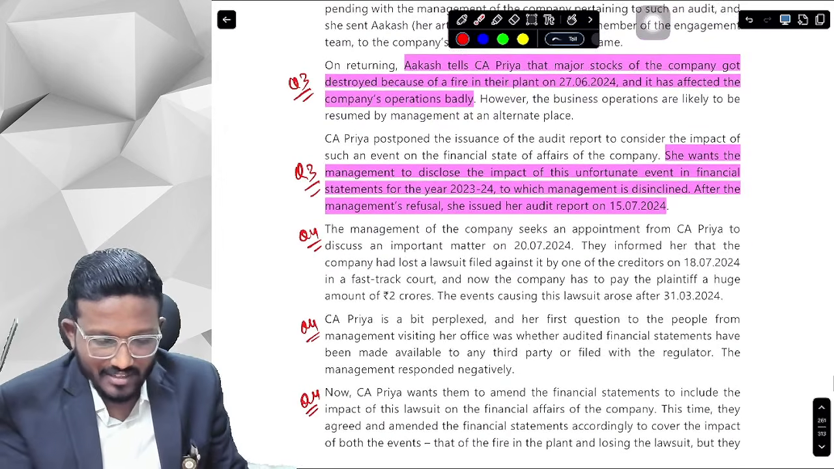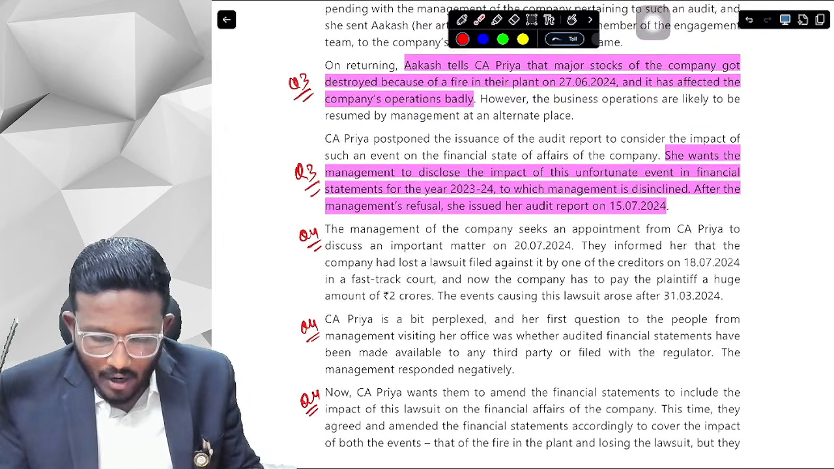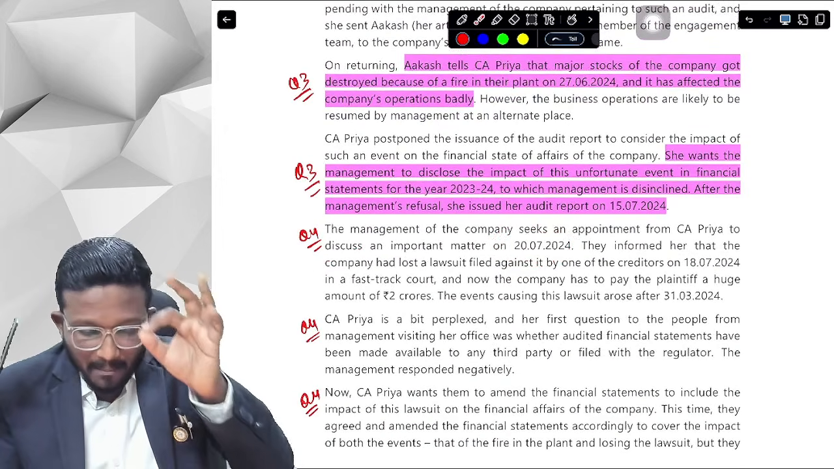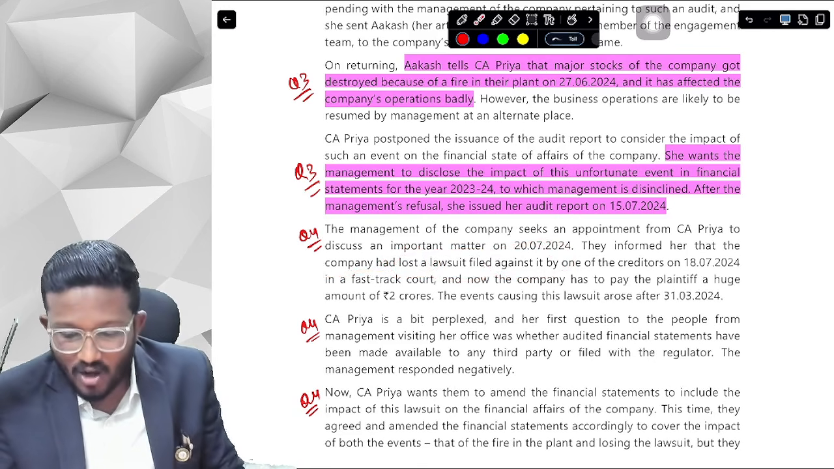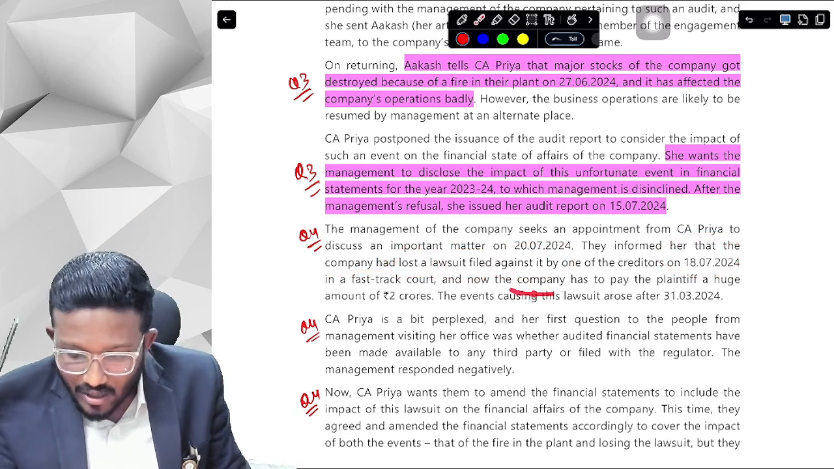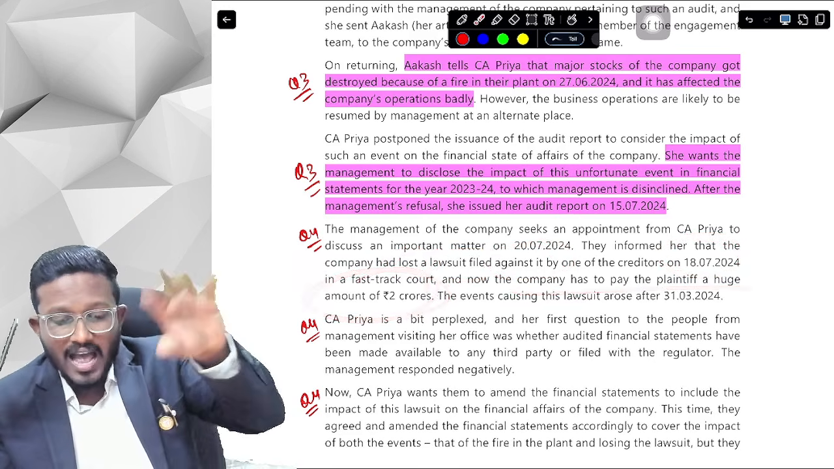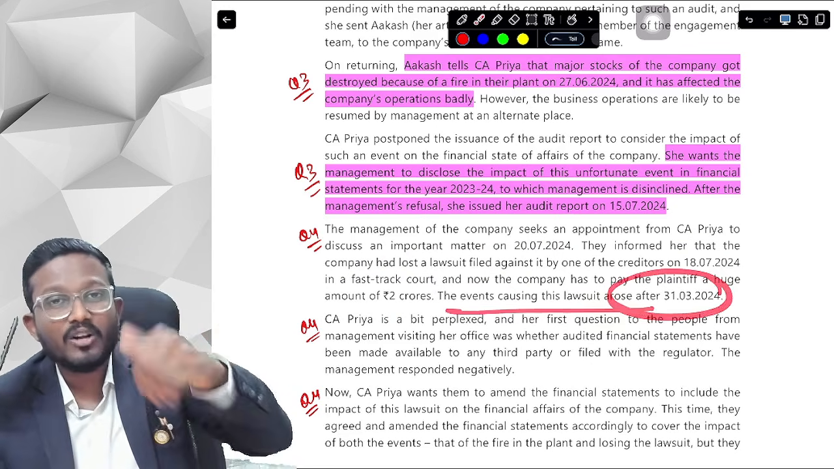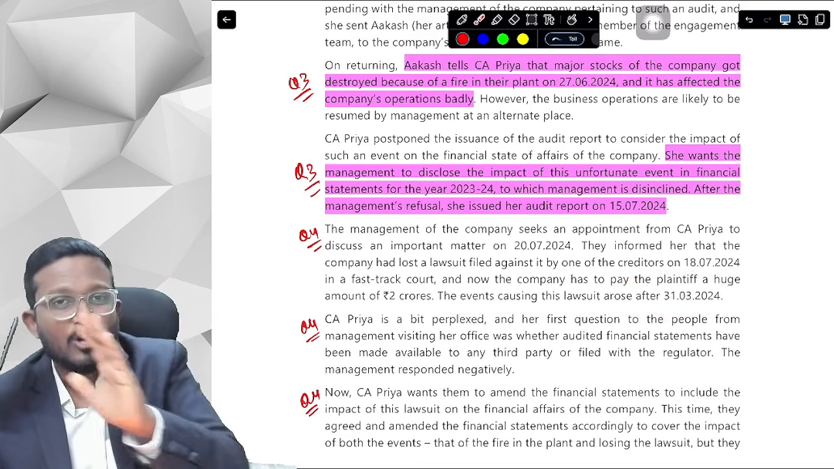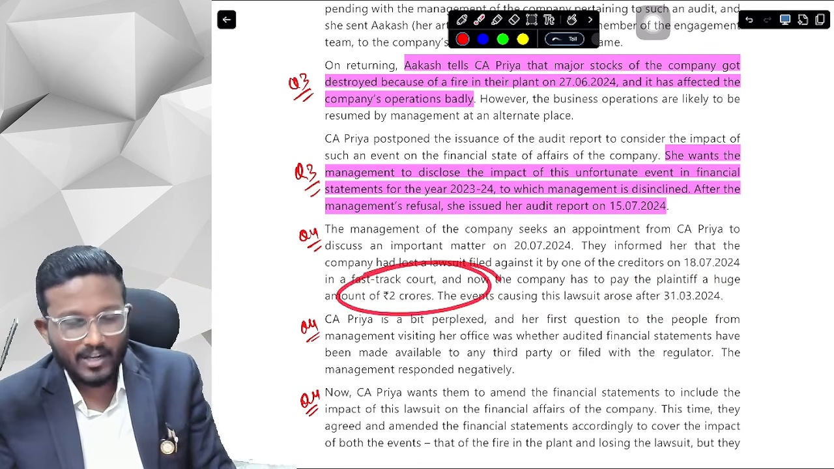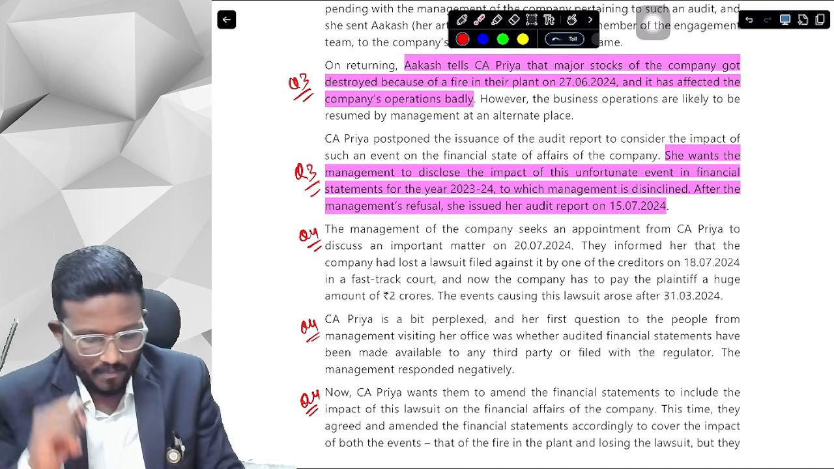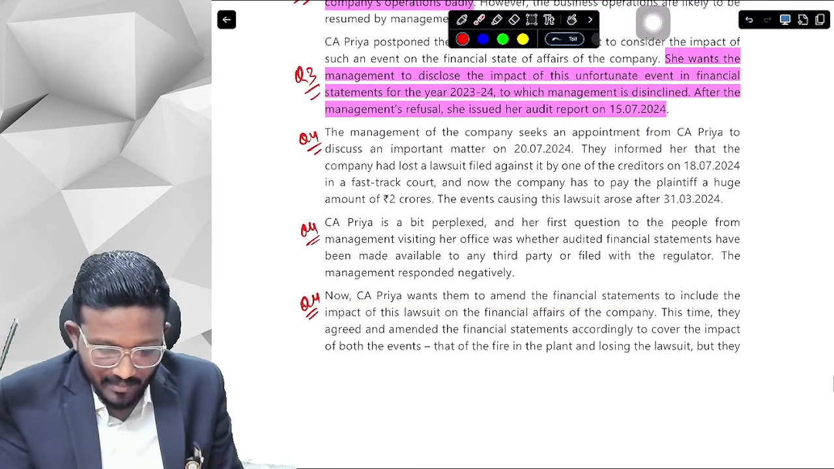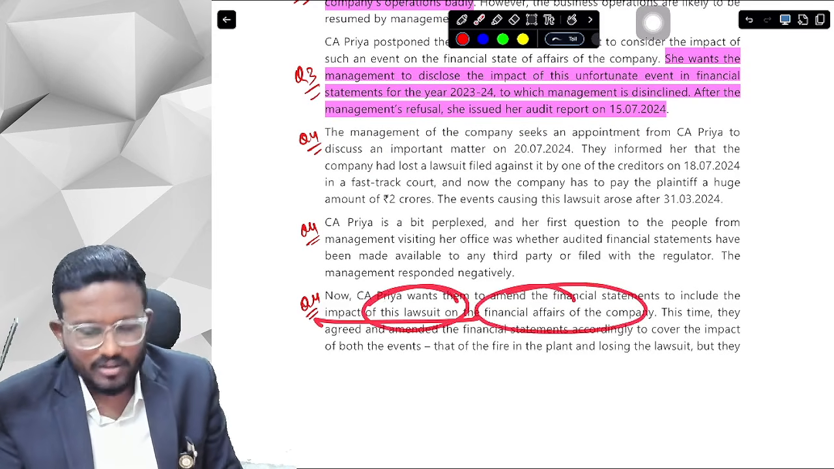Next, sir, what has happened? On 20 July 2024, the company informed that they have lost a lawsuit that was filed against the company by one of the creditors on 18/7/2024, and now the company has to pay a huge amount of 2 crore, and the events causing the lawsuit arose after 31st March 2024, which means this is also a non-adjusting event which has a 2 crore impact. Okay, yes sir. Now CA Priya asked the management whether the financial statements are issued. No, management said the financial statements are not issued yet. Okay, yes sir. Now CA Priya wants to amend the financial statements to include the impact of the lawsuit on the financial effects of the company.